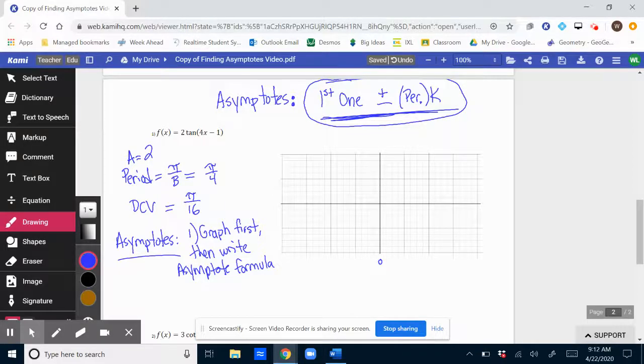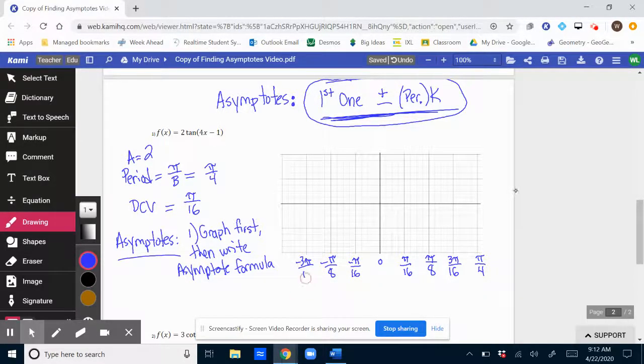And I'm not going to graph this whole thing because all I care about right now is asymptotes. Okay, so I'm going to go 1 DCV over is pi over 16. 2 DCVs over, 2 pi over 16 is pi over 8. 3 pi over 16, 4 pi over 16 is our period, pi over 4. I'll do the same thing negative.